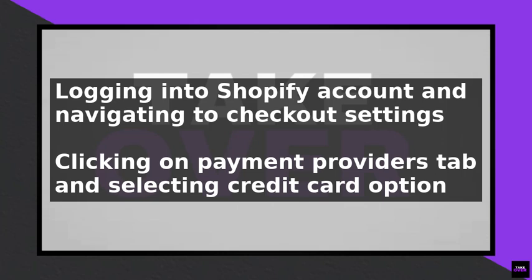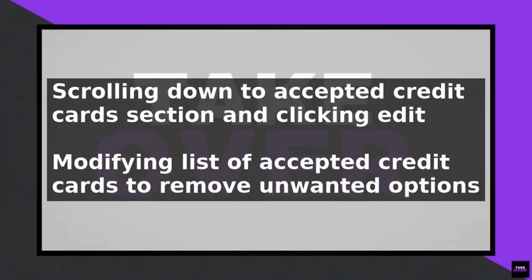This will allow you to modify the list of accepted credit cards. To remove a card, simply uncheck the box next to the card type you want to remove. For example, if you want to remove American Express, uncheck the box next to American Express. After making your changes, be sure to click the Save button to apply them to your store.